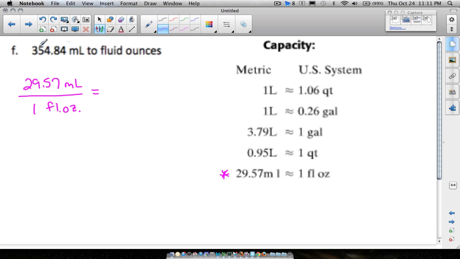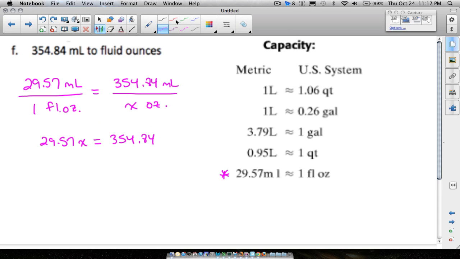This is equal to, let's make sure we set this up. We're trying to convert 354.84 milliliters. Well, let's put that at the top since we have milliliters at the top over here. So 354.84 milliliters over X ounces. And let's solve this proportion. So cross multiplying, 29.57 times X, 29.57X, is equal to 1 times this number here is that number there.